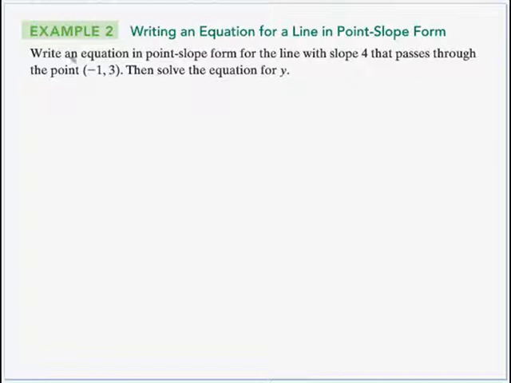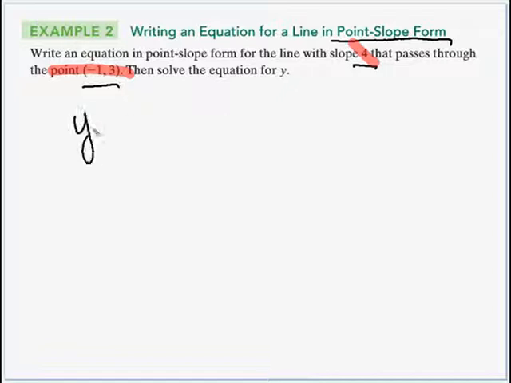All right, example 2. Write the equation in point slope form for the line with a slope of 4 that passes through the point negative 1, 3. There's our key stuff in this problem. The slope is 4 and our point is negative 1, 3. And then it does say, then solve for the equation for y.